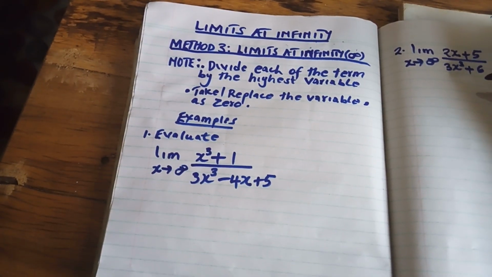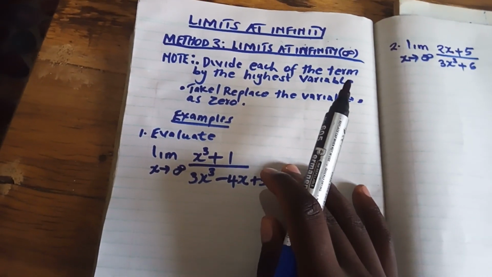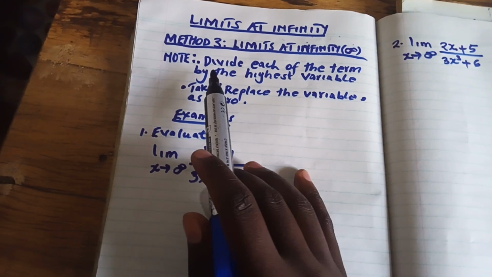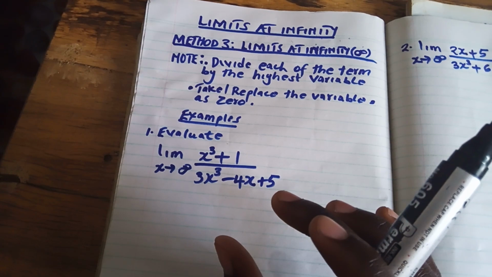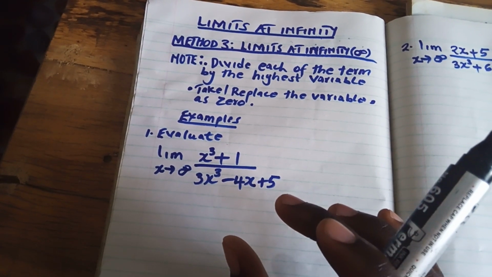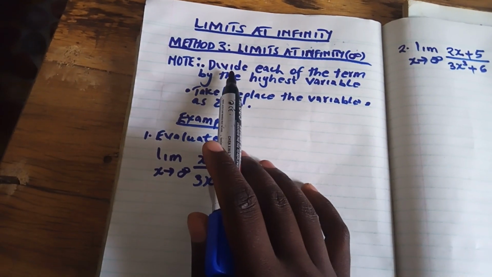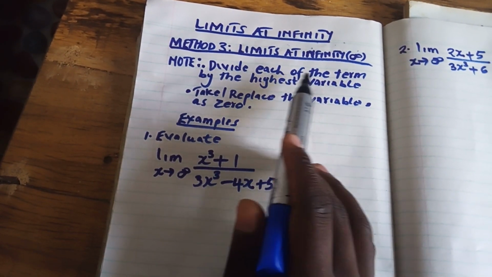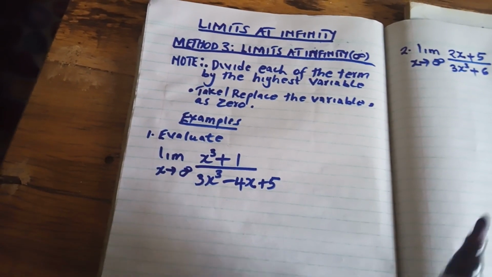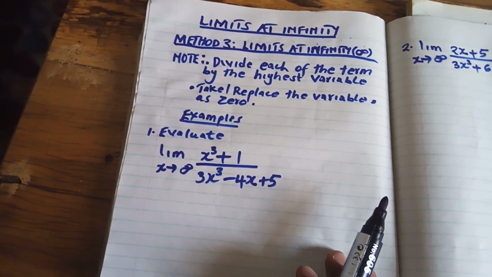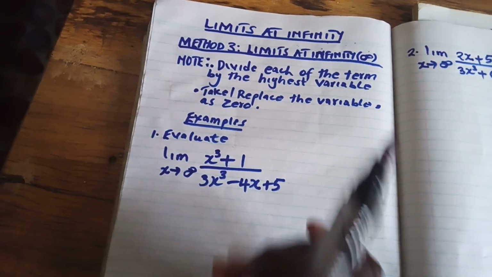Here we have a few concepts that should guide you during your calculations. You have to note that in every calculation or every question asking you about limits at infinity, you have to remember this. You have to divide each of the terms by the highest variable. That should guide you. Then the last concept is to replace the variable by 0.